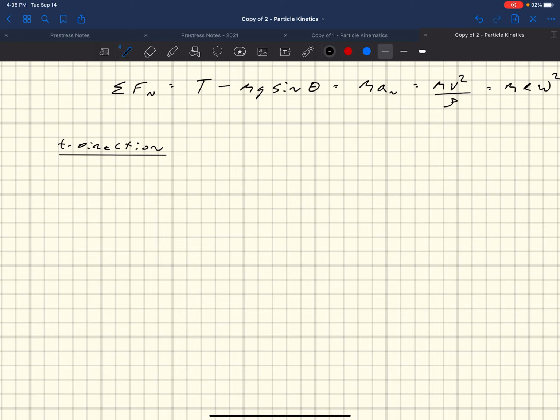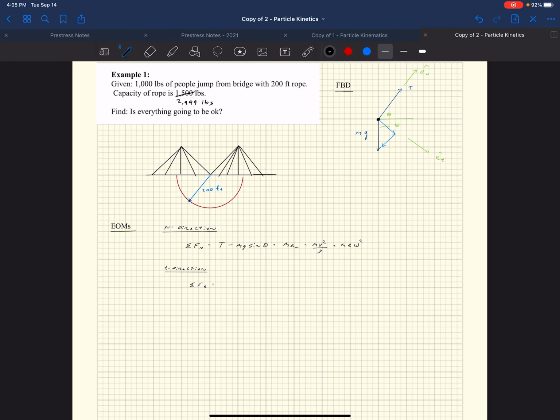All right. So now we sum the forces in the t direction. Now we look at our free body diagram. What's all acting in the t direction? Well, I've got that component of mass times gravity. That's it. That component of the weight. Right? And so that is mg cosine theta, and that is in the et direction.